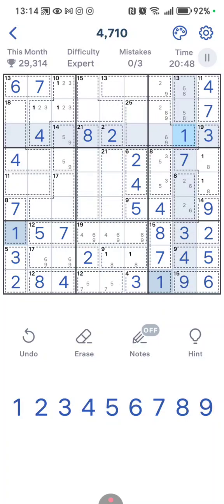Okay, bit of scanning. Sorry, I'm losing my focus here. 2, 2, 2. 6.